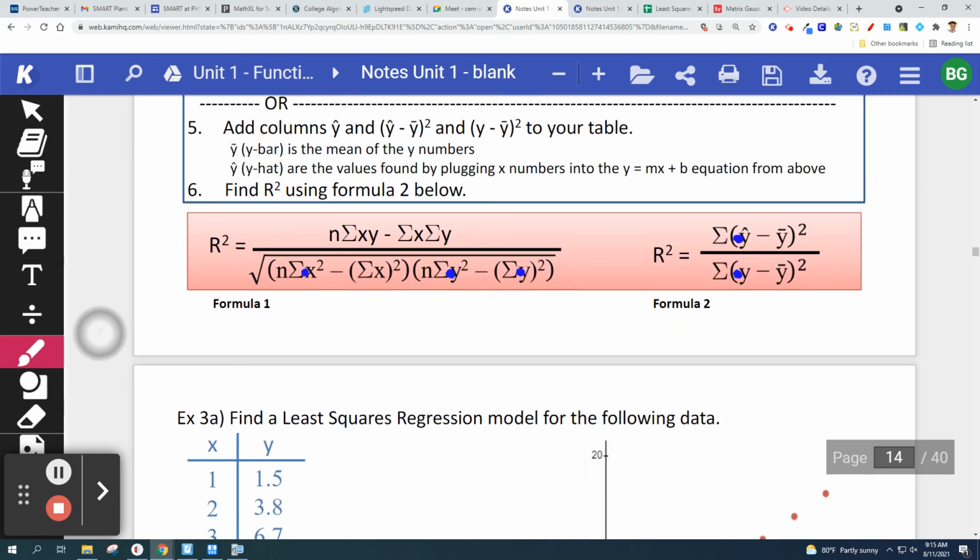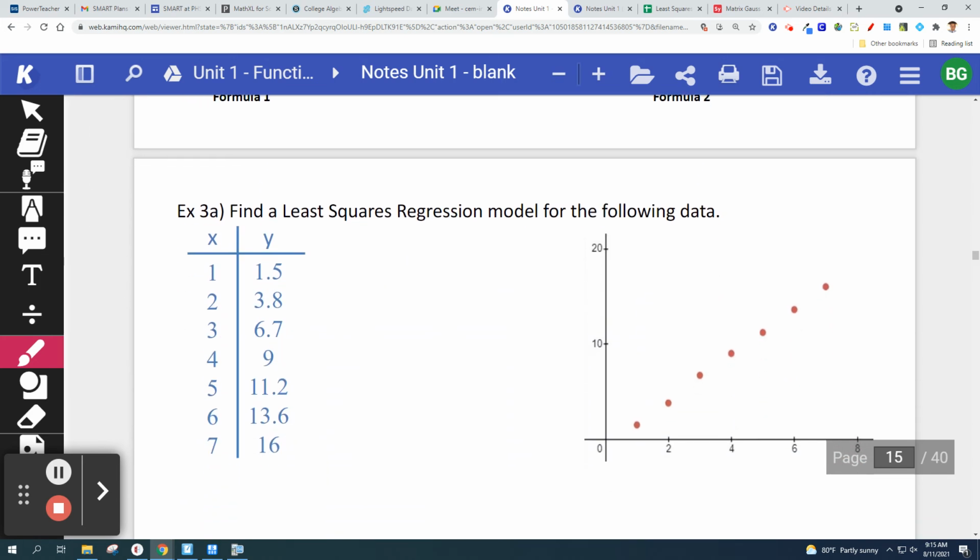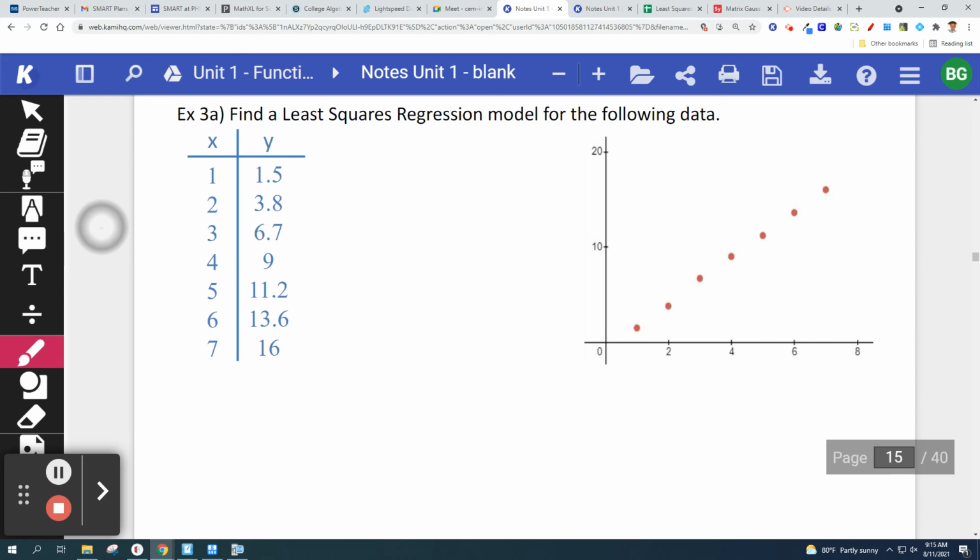So there's a lot going on. I get it. It's kind of tough. But let's look at an example. That's the best way to learn, I think. You'll want a calculator because there's a lot going on. Your iPhone app is not a very good calculator, so you'll want something better than that. Number 3A says find a least squares regression model for the following data.